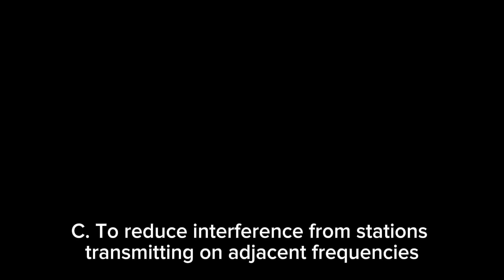What is reciprocal mixing? D. Local oscillator phase noise mixing with adjacent strong signals to create interference to desired signals. What is the purpose of the receiver IF shift control? C. To reduce interference from stations transmitting on adjacent frequencies.